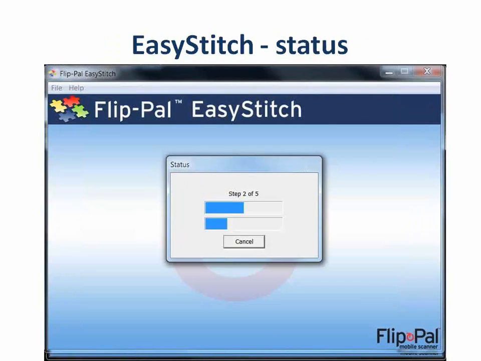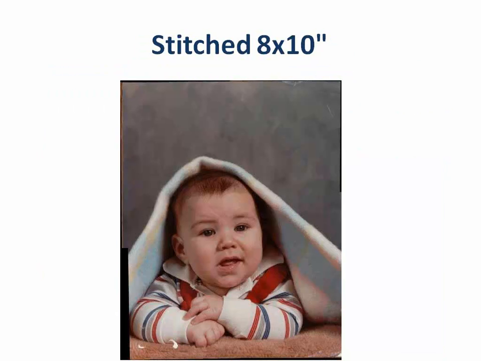And you just open it up, and it just goes through a 5-step process. It takes about 30 or 45 seconds to do this. And voila, there you'll get your stitched 8x10 picture, all put back together for you. You really don't have to do anything.